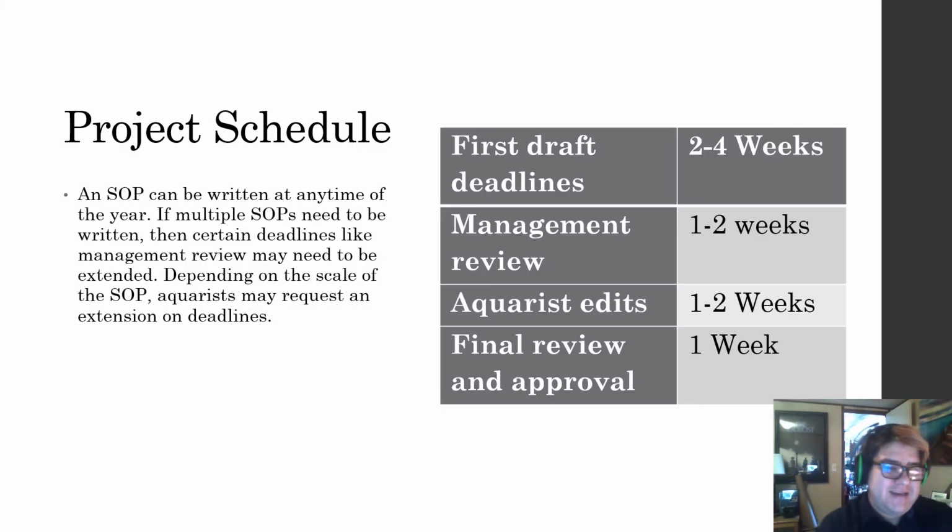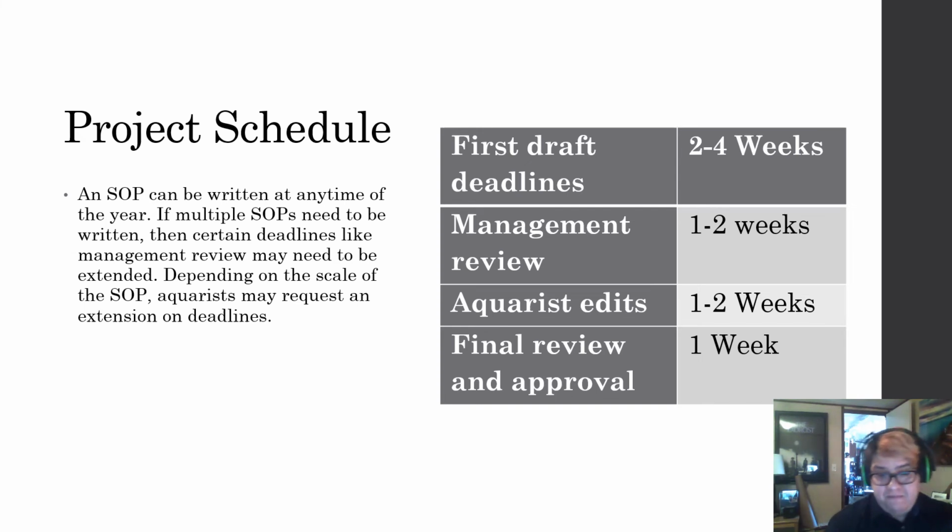Yes, this slide is kind of redundant, but I had to add it anyway. It's the project schedule. Now, there is no exact deadline of when this project is going to start or begin because I have no idea when we're going to be fully staffed again. But when we are fully staffed, again, anywhere from 2 to 4 weeks for first draft, 1 to 2 weeks management review, 1 to 2 weeks Aquarius edits, and 1 week for final review and approval.